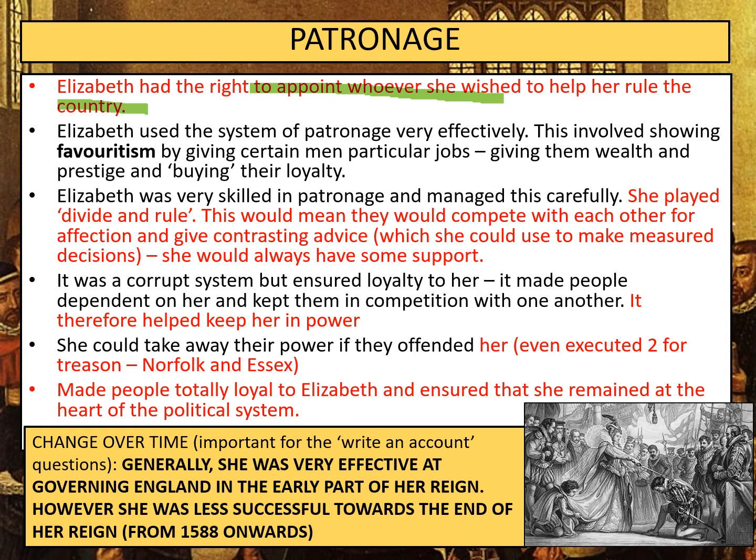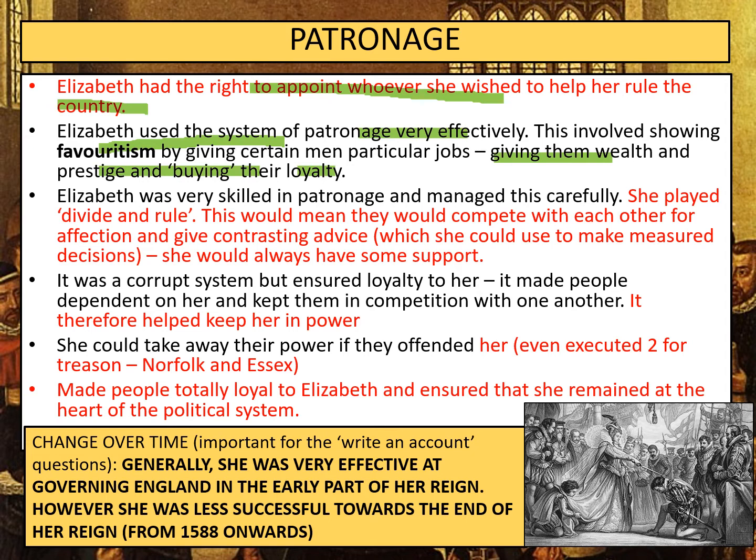Now, she was really effective at using this at the beginning. She ended up showing favouritism to certain men by giving them particular jobs, which would give them wealth and prestige, and therefore buy their loyalty. They knew that if they wanted any kind of power and status or wealth in Elizabethan England, they had to be close to Elizabeth, hence why so many people wanted to be on her Privy Council or at least part of her royal court.